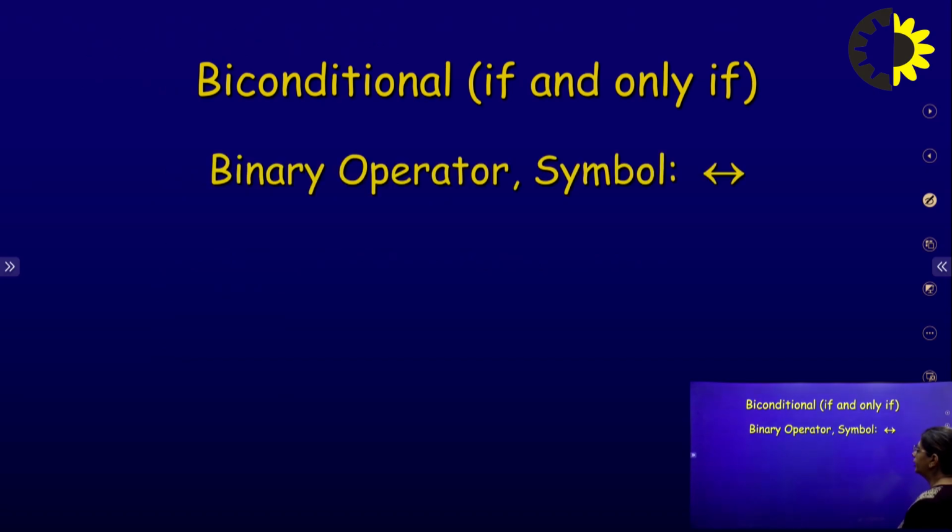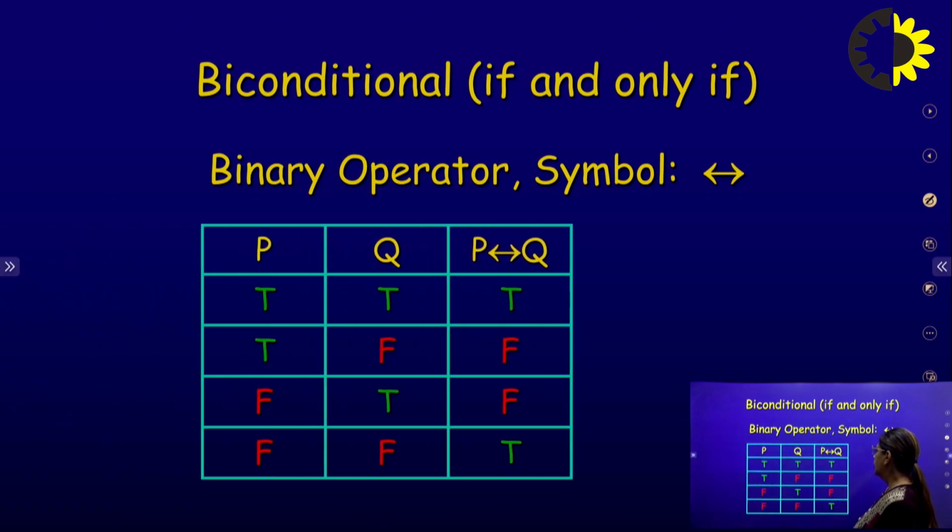Now, biconditional means both statements are dependent on each other. Now, in biconditionals, both have to have the same values, then only the output will be true in the biconditional, right? Now, both are true, output is true. Both are false, output is true. Now, here both are not the same, then the output is false here.